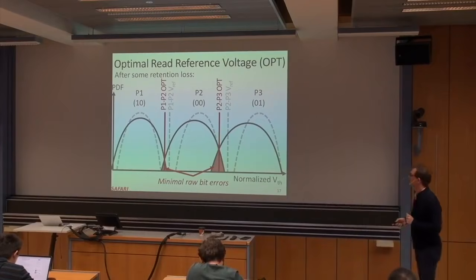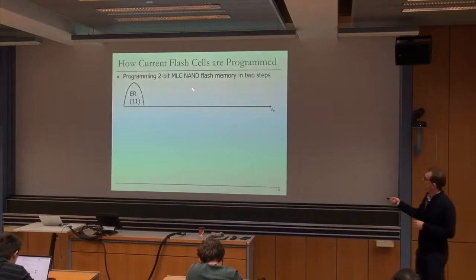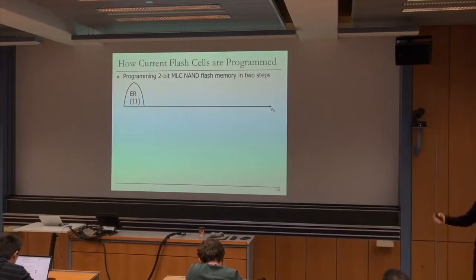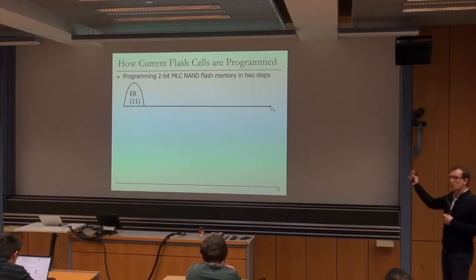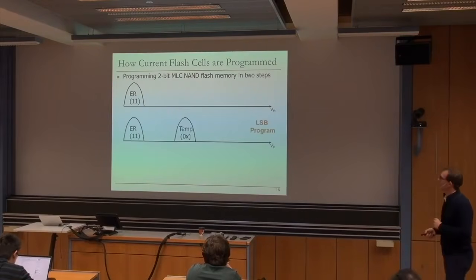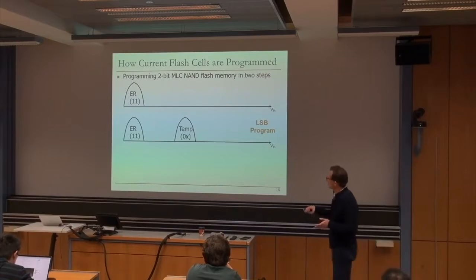Okay, so how do you actually program these cells? If you have a 2-bit multi-level cell NAND flash memory, you normally program it using what we call two-shot programming right now, and that increases your latency. Basically, you normally program the LSB, or least significant bit, first. So this is the first step, or two-step programming.